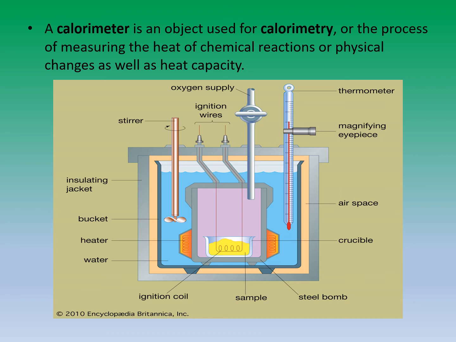So after learning about those terms with regards to specific heat capacity and heat transfer, or of course the absorption of heat and heat loss, in science we have the measuring tool. We have the calorimeter, an object used for calorimetry, the process of measuring the heat of chemical reactions or physical changes, as well as the heat capacity. As you can see in this picture is an example of a calorimeter.